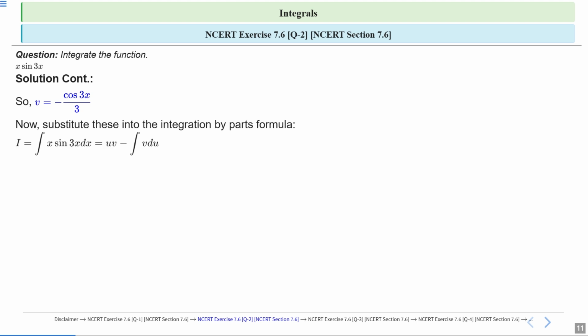and we also have the value of du, that is 1 dx. So just substitute this into the integration by parts formula. So the integral is equal to uv minus the integration of v du, that is x into minus cos 3x by 3 minus the integration of minus cos 3x by 3 into 1 dx. Here the value of v is minus cos 3x by 3, the value of du is 1 dx, and the value of u is x.